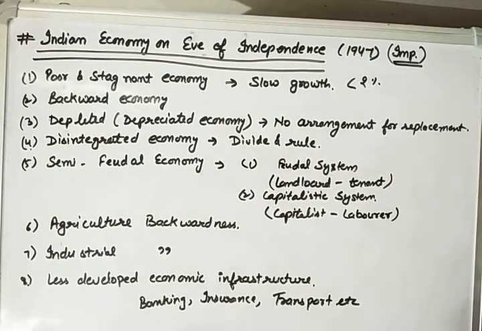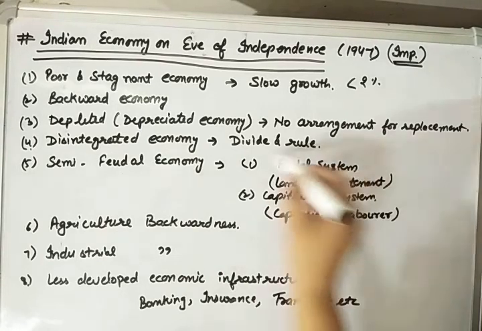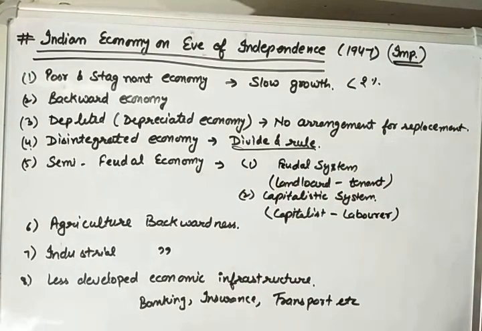The fourth is a disintegrated economy. Disintegrated economy means a scattered economy, because the Britishers used the policy of divide and rule. Due to this policy, they promoted discrimination between various groups on the basis of religion, culture, language, and some other things. By this, they divided and ruled, and this policy resulted in a disintegrated economy in India in 1947.